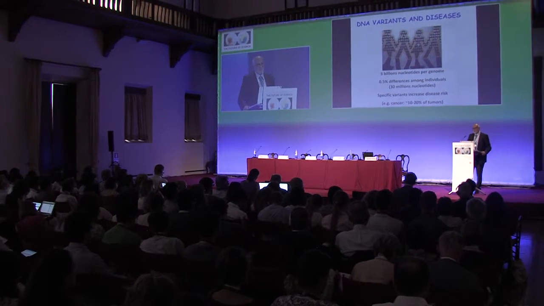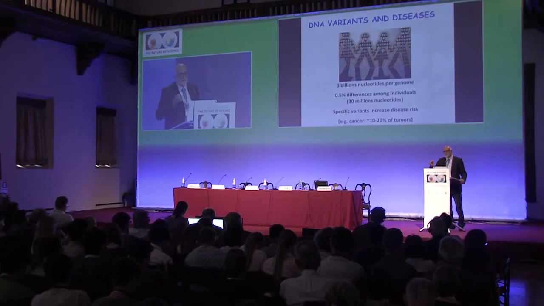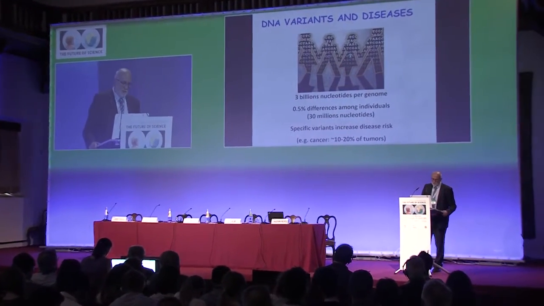We are discussing the 3 billion nucleotides per genome, which means that 99.99% of our genome sequences are just identical, but there are small differences amongst ourselves, which is even less than 0.5%, which nevertheless is equal to 30 million nucleotides. So we differ for 30 million positions of DNA, which by themselves may have an impact on health and the possibility of developing diseases.